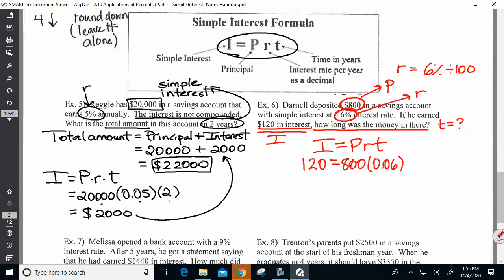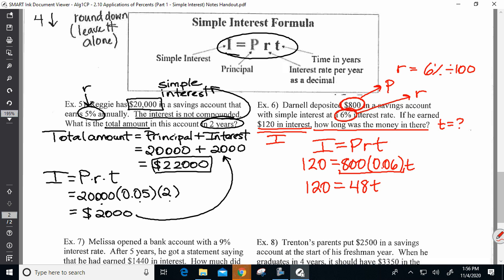So the time we don't know, so we'll just put the T back in the problem. So we plugged in what we knew. Now we solve for what we don't. So 800 and 0.06 are being multiplied together. So let's go ahead and multiply those together. What's that multiplied together? 48. So that's 120 equals 48t.